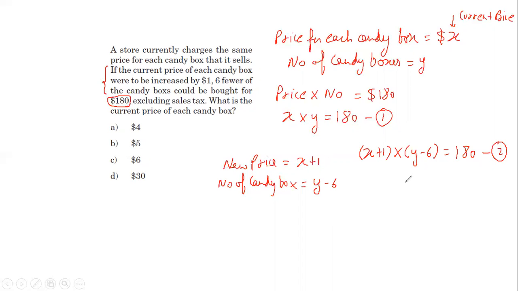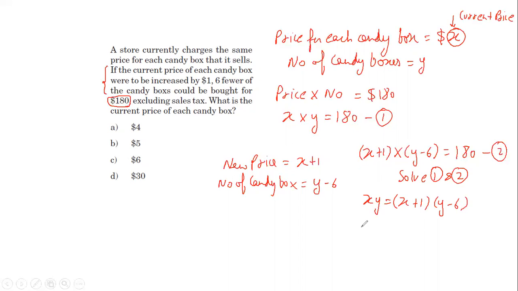Now I have to solve equation 1 and 2 to figure out the value of the current price, which is actually x. So now let's try to solve these equations. So guys, I know this is equal to 180, this is also equal to 180. So I'll just equate them. So xy will be equal to x plus 1 times y minus 6.